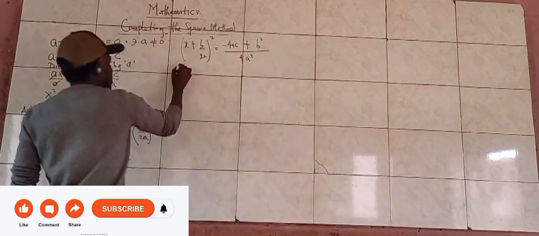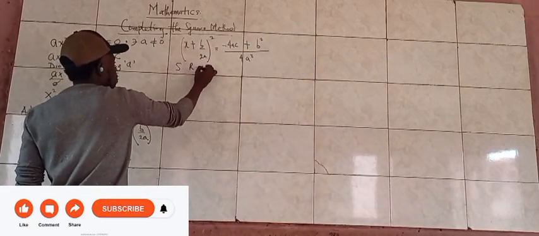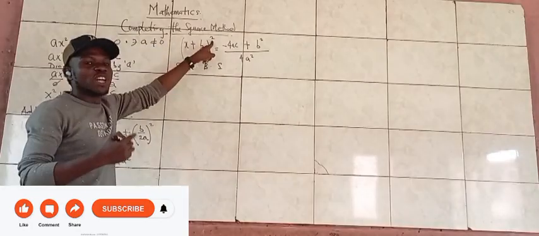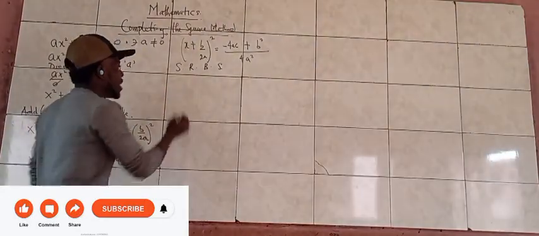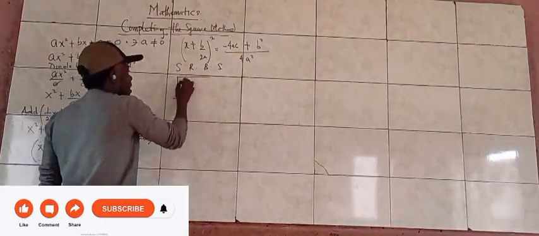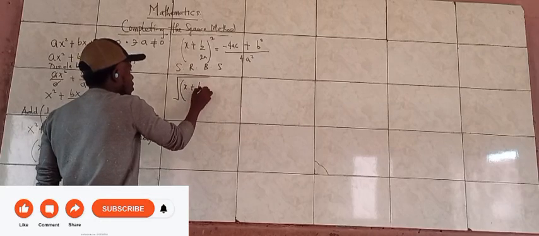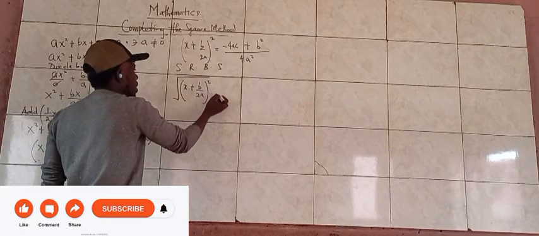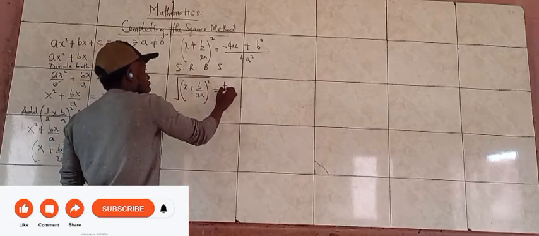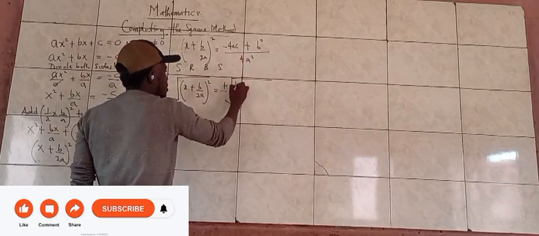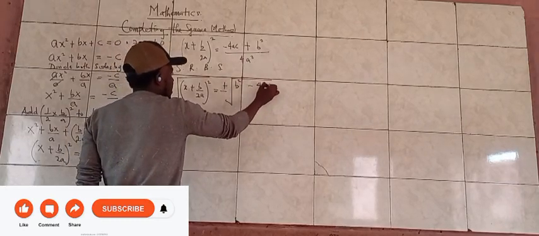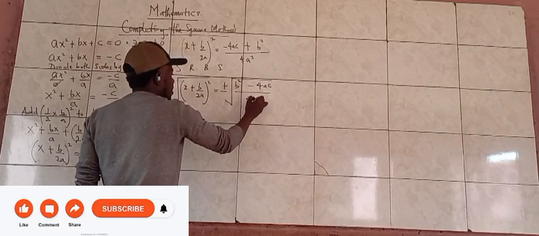Then I will say square root both sides. The aim is so that I can cancel this square. When you are trying to cancel a square, you square root both sides. When I am trying to cancel a square root, you square both sides. But this time I am square rooting both sides. So square root both sides, where I have x plus b over 2a all in bracket squared equals plus or minus the square root of what? This can be written as b squared minus 4ac all over 4a squared.